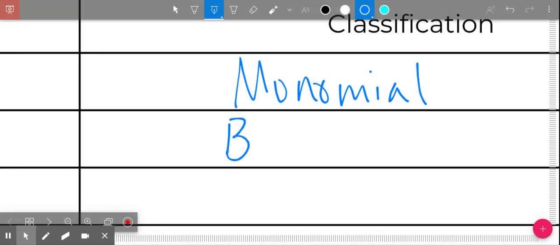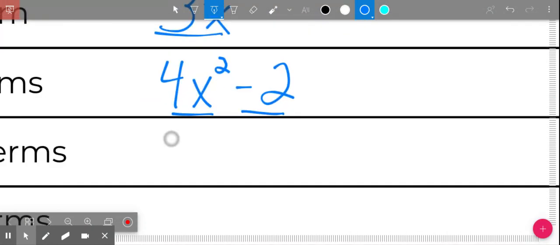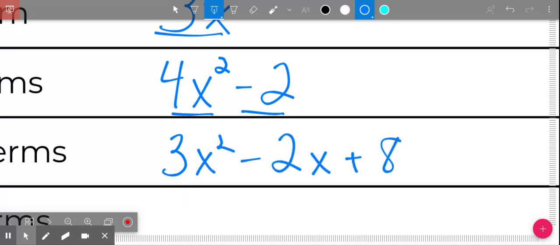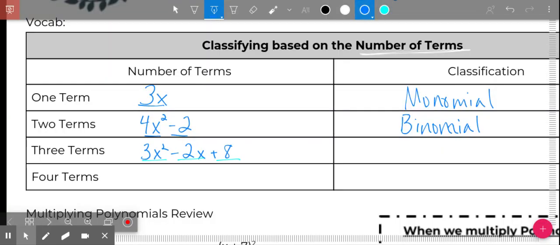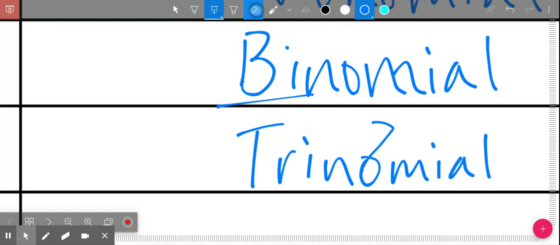Think of bicycle, binomial. If there are 3 terms, that's going to look like 3x squared minus 2x plus 8. That's 1, 2, 3 terms. Anytime there are 3 terms like that, well, if this was bicycle, then this is going to be a trinomial. Think of a tricycle. So 2 terms was a binomial, 3 terms was a trinomial.